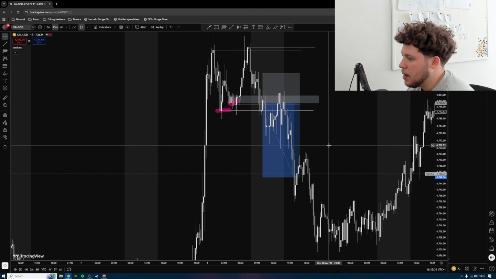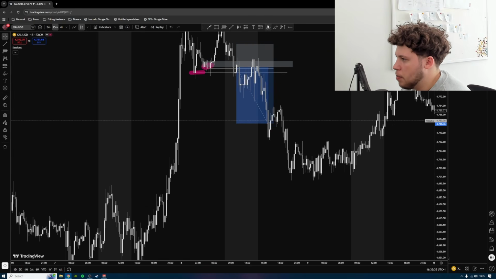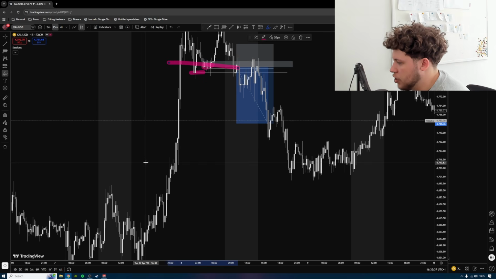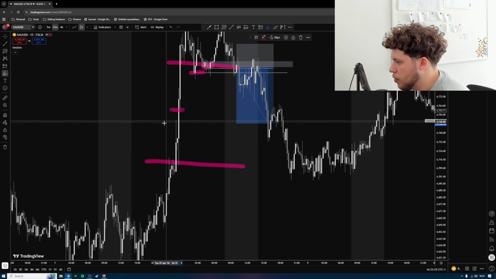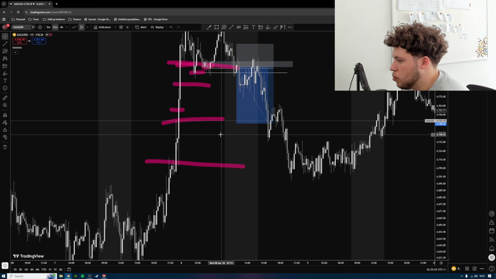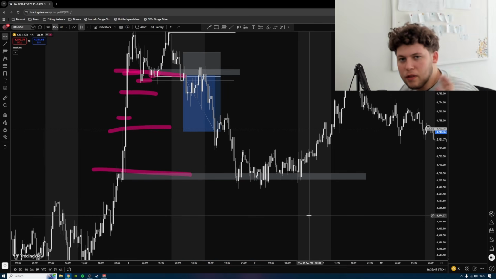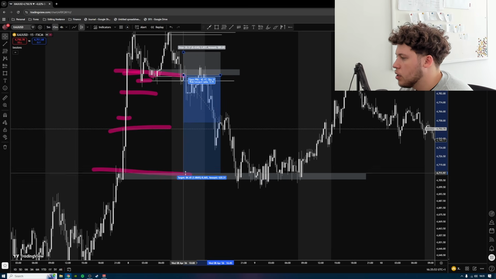And then the best thing about this strategy is, if you remember earlier, I mentioned how big of an inefficiency you have, where you've got this gap that needs filling, and you've got this gap that needs filling. You could really target anywhere. You've even got an order block down here, which, if you don't know about order blocks, I've done loads of videos on, so check that out as well. But you can target anywhere.